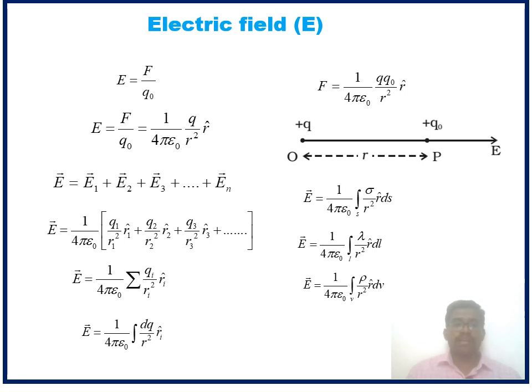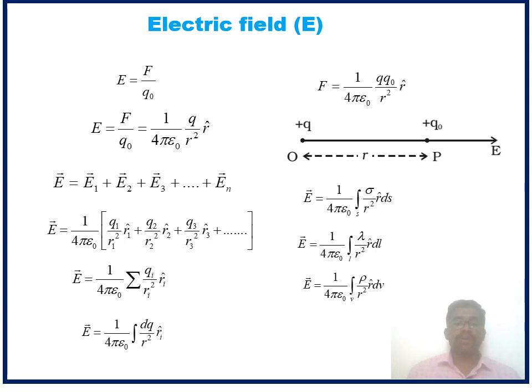According to Coulomb's law, now we can easily find the force between two charges, plus Q and plus Q naught. That is F equals 1 by 4 pi epsilon naught, Q Q naught divided by r square. Once we know the force, we can calculate the electric field experienced by the charge with the help of E equals F by Q naught. Once we substitute the force in the formula, we have the electric field equal to 1 by 4 pi epsilon naught, Q by r square.